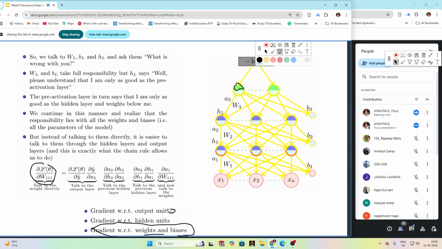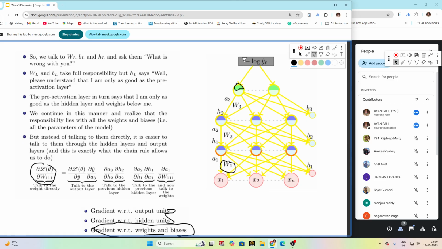That is how we can calculate gradient with respect to weights and biases. We will have to consider these two only, that is gradient with respect to the output unit and gradient with respect to the hidden unit. Same thing if we want del L by del W11. If we want to calculate the derivative of the loss function with respect to this weight, again we have to go from chain to chain.